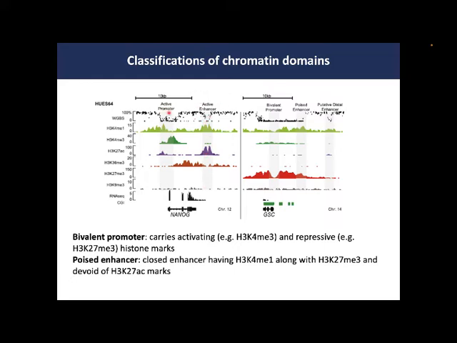And this is an active promoter, which has a high level of K4 trimethylation as well as K4 methylation, but it doesn't have a high level of K27 acetylation. So we define this region as an active promoter. And there is a poised enhancer. A poised enhancer means a closed enhancer having K4 monomethylation with the repressive marker K27 methylation, and it doesn't have the K27 acetylation mark. So this is a potential enhancer, but it isn't actively involved in transcription. So we call this a poised enhancer.